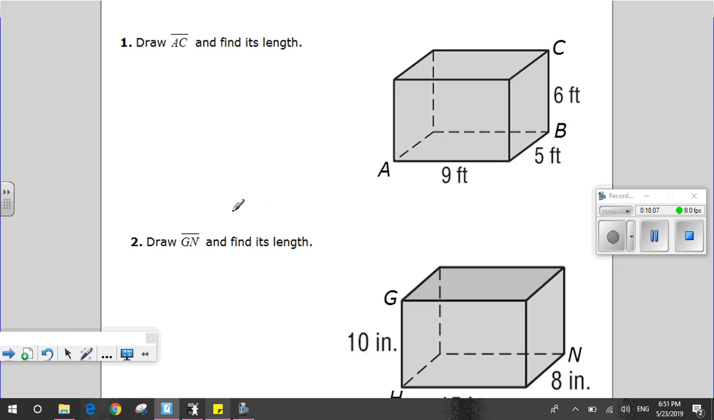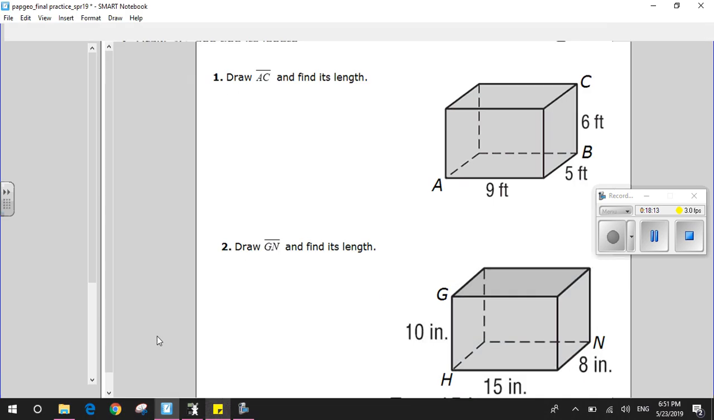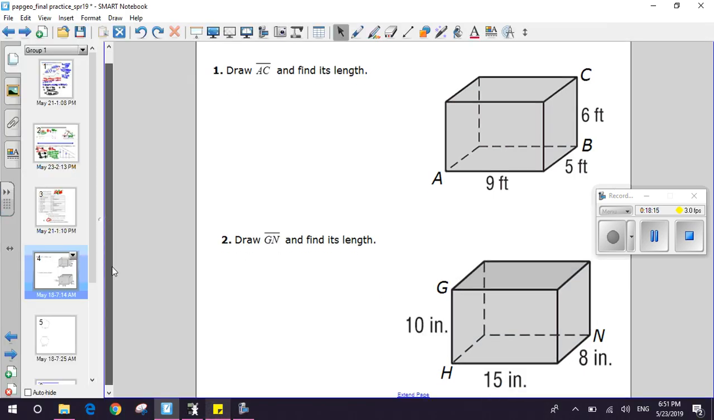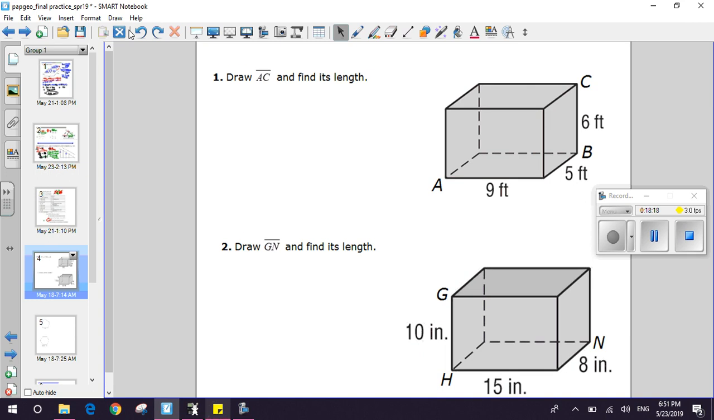Now for this one, it wants us to draw segment AC. Okay, something is going on with my page and I can't figure out why it's so huge.